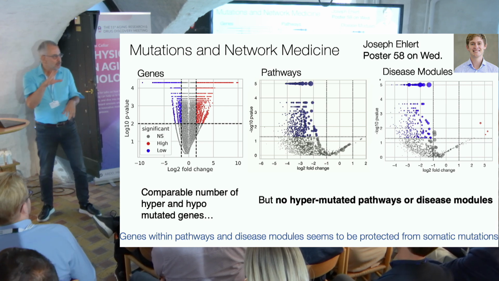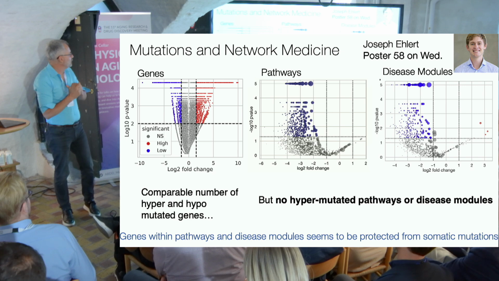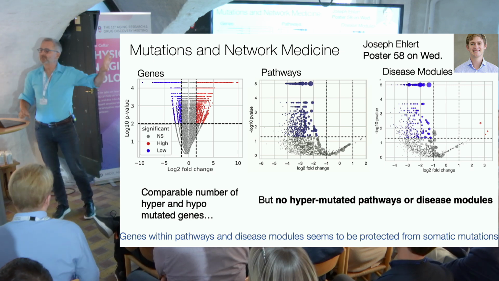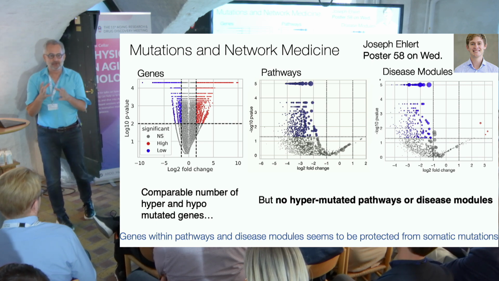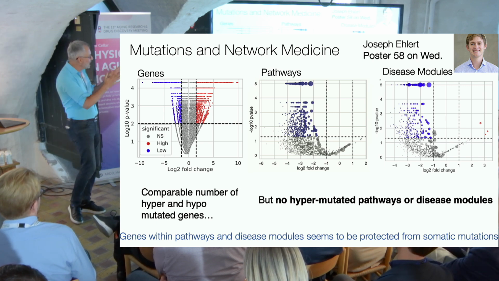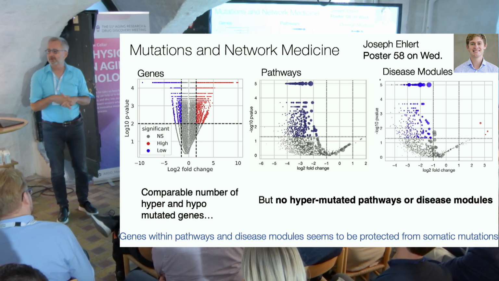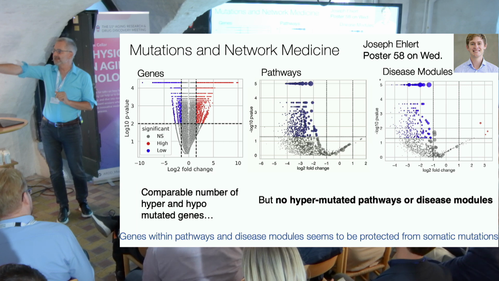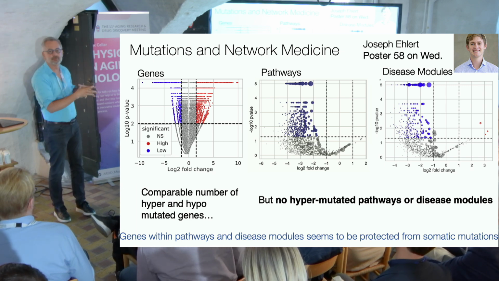But when you look at where they are in the network, it turns out that the lowly mutated genes are all in specific pathways, and you don't find highly mutated genes in any of the biological pathways. And the same for disease modules. We have only 3 disease modules out of several hundred that contain highly mutated genes, and most of them are actually enriched with lowly mutated genes.